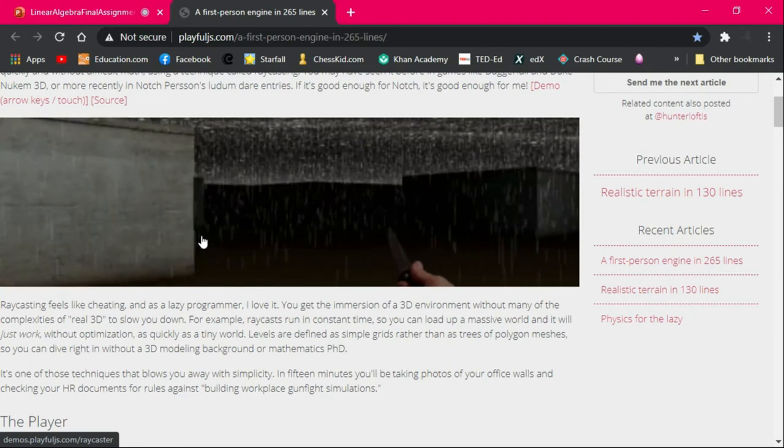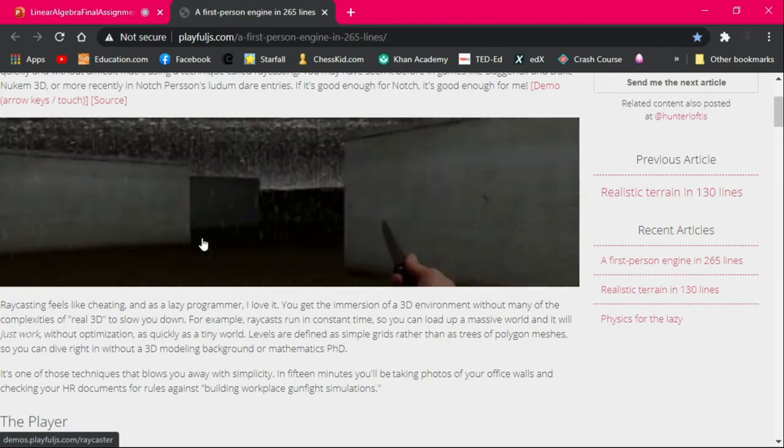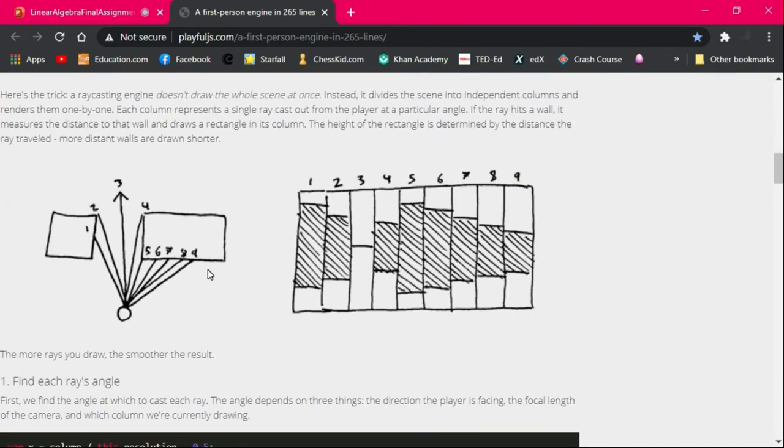So for this 3D example, you can see this lovely 3D person experience implemented. So let's skip past the code and look at an illustration. In the first half of the illustration, you can see our player, the origin point, casting rays out at increasing angles along the field of view to look for intersections with walls. Then you can see the walls drawn as vertical columns with the height depending on the length of the ray. With more rays, you get a smoother result.